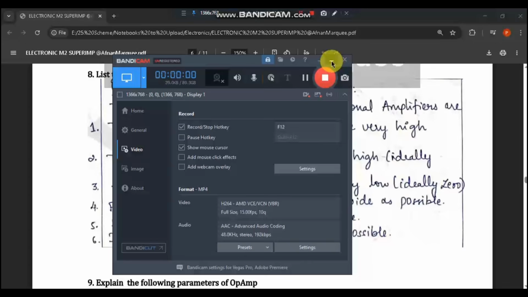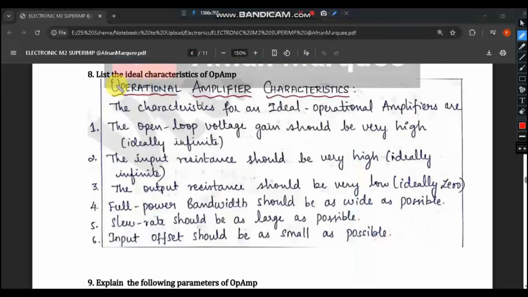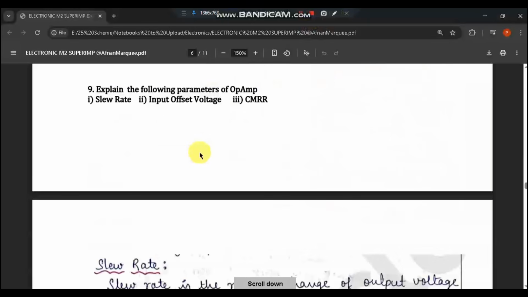The next question is: explain and list the ideal characteristics of an op amp. Op amp is operational amplifier. The characteristics for an ideal operational amplifier are: the open loop voltage gain should be very high. The input resistance should be very high. The output resistance should be very low. Full power bandwidth should be as wide as possible, and slew rate should be as large as possible. The input offset should be as small as possible. So these are the ideal characteristics of an op amp.